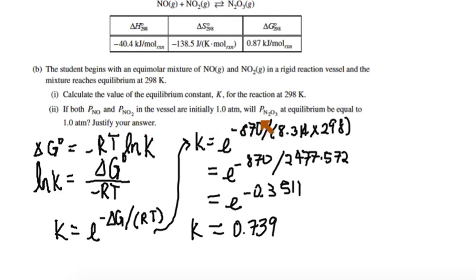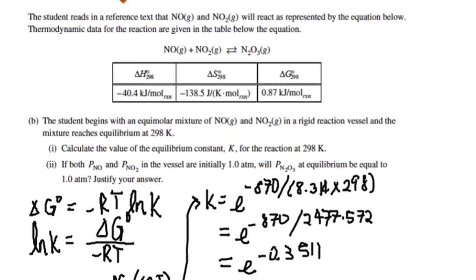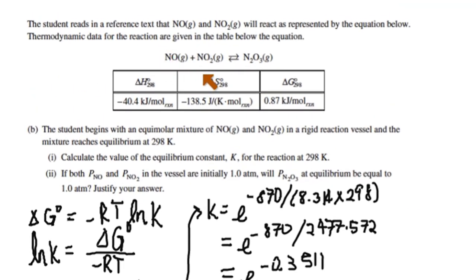Okay, so next, if both the pressure of NO and NO2 in the vessel is initially 1 atmosphere, will the pressure of N2O3 at equilibrium be equal to 1 atmosphere? So essentially, if you think about gases, if you have 1 atmosphere of that and 1 atmosphere of that, but you combine them to create N2O3, if everything is being used, you'll end up with 1 atmosphere.